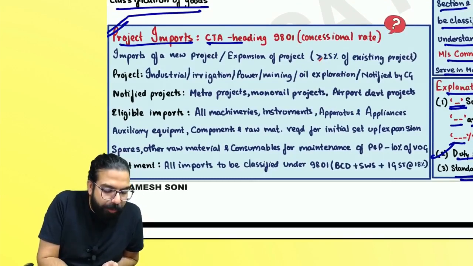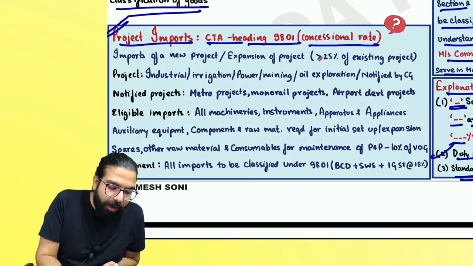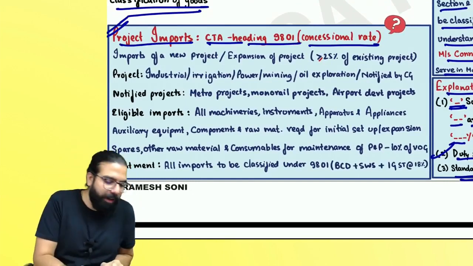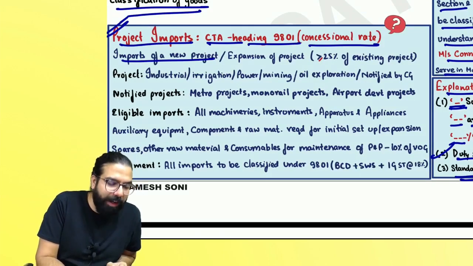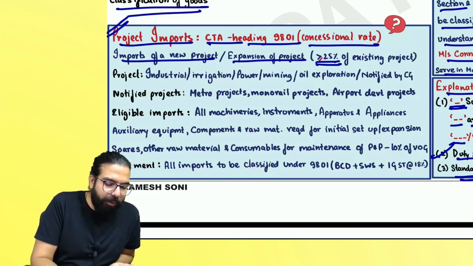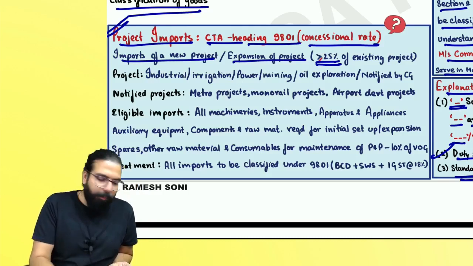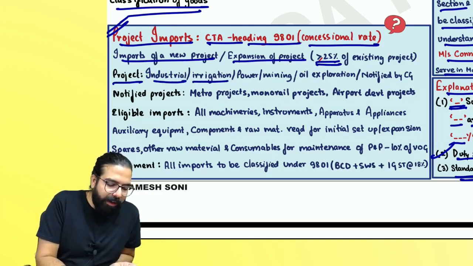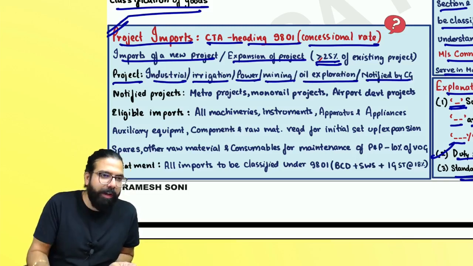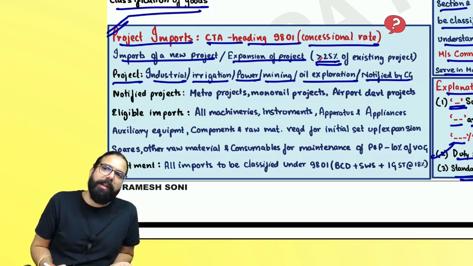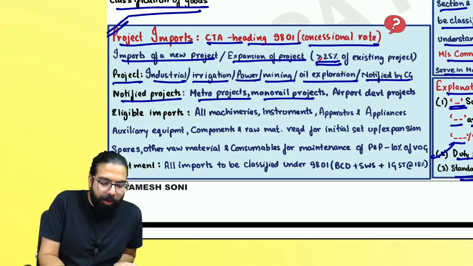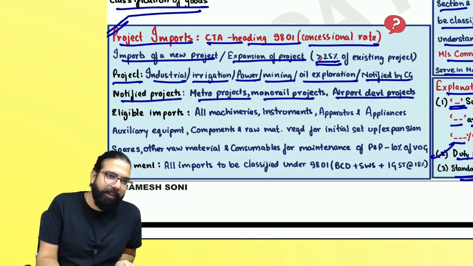Project import, Customs Tariff Act, heading number 9801. It is a concessional rate which is charged on project import. Project import means import can be for a new project or substantial expansion of a project which is greater than or equal to 25% of the existing project. Project can be an industrial project, irrigation project, power project, mining project, oil exploration project, or any project which is notified by the central government. Currently, the notified projects are metro project, monorail project, airport development projects, etc.